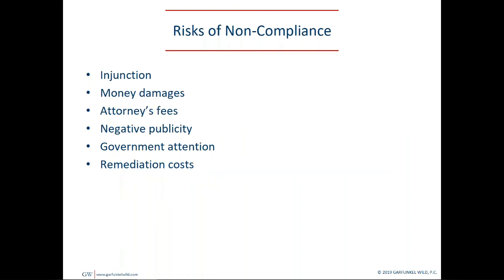Okay, now we've talked about all these different things. Let's talk about what happens if you don't comply. Well, if you don't comply, either an individual resident or a government agency can bring an action against you for failing to comply with the disability discrimination laws. And they could obtain an injunction, a court order requiring you to come in compliance. They can get money damages against the facilities. They can recover their attorney's fees from the facilities. You're going to get negative publicity. You're going to be on the government's radar.